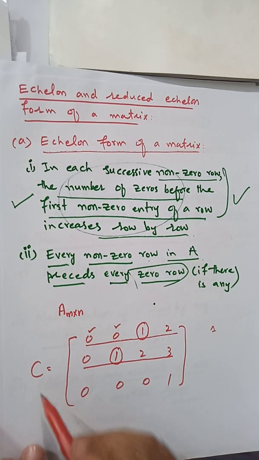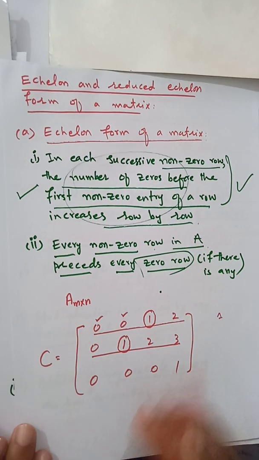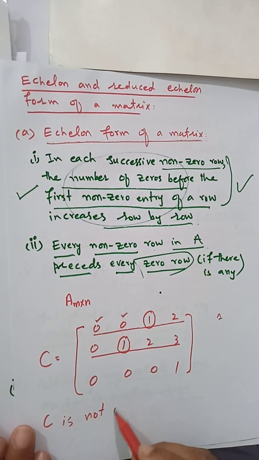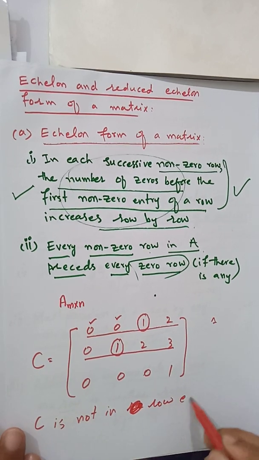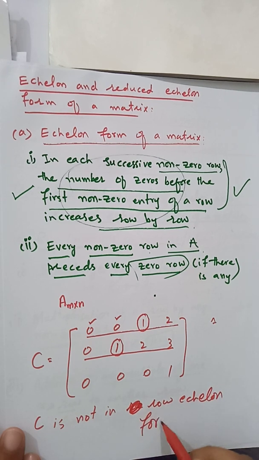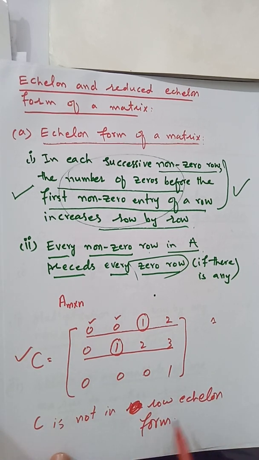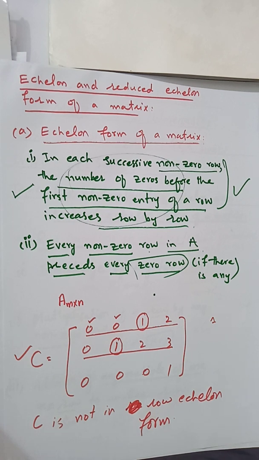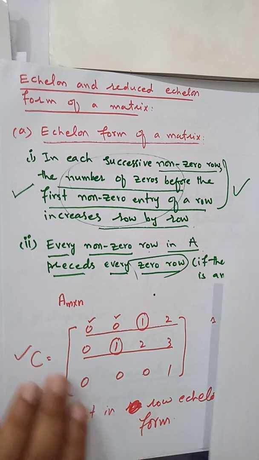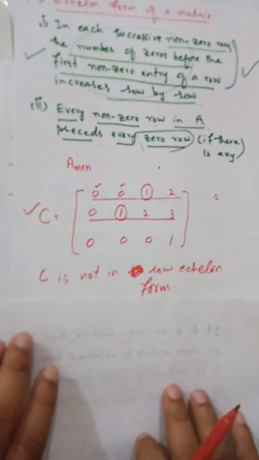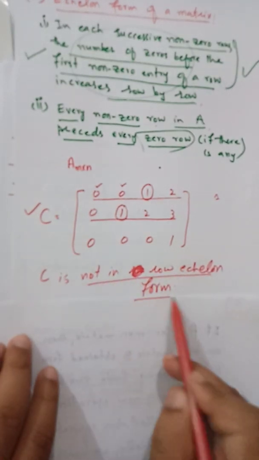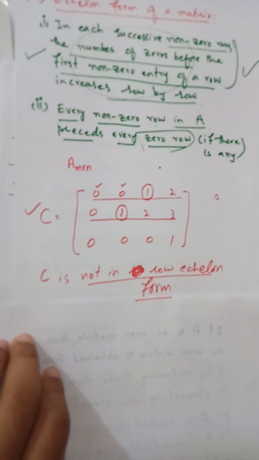So that's why C is not in row echelon form. So how can you convert that matrix into row echelon form? We will perform elementary row operations and elementary column operations. So if I interchange the first row and second row in this matrix, you see that this is not in the row echelon form, but we study row operations and column operations.